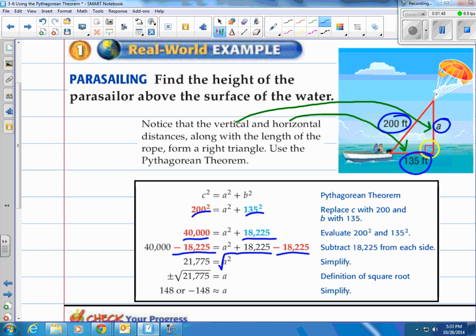We unsquare that, which means we take the square root. Remember now, square rooting and squaring are inverse operations. That's why the A is left over. And of course, we take the square root of 21,775. That's a plus minus value of 148 approximately. And since we're talking about distance here, how far away something is, we're going to use the positive value because distance is always positive. So from the water to the parasailer, it's roughly 148 feet.